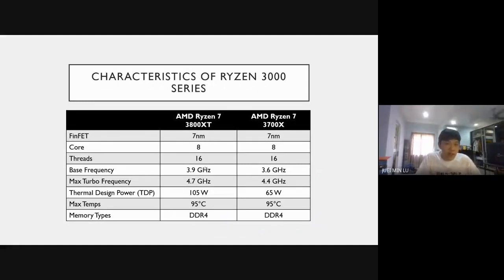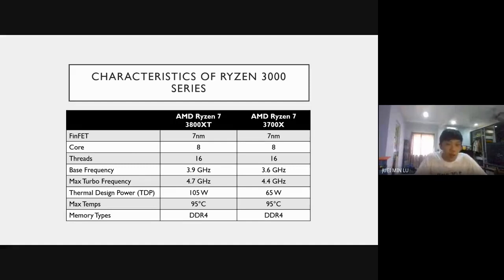Both use the same 7 nanometer process, and the cores and threads are 8 and 16 respectively. But when it comes to frequency, the Ryzen 7 3800 XT is a bit higher than the Ryzen 7 3700X, which is 3.9 gigahertz. The maximum turbo frequency for the Ryzen 7 3800 XT can go up to 4.7 gigahertz. It is a bit higher, but the Ryzen 7 3700X could only achieve 4.4 gigahertz.